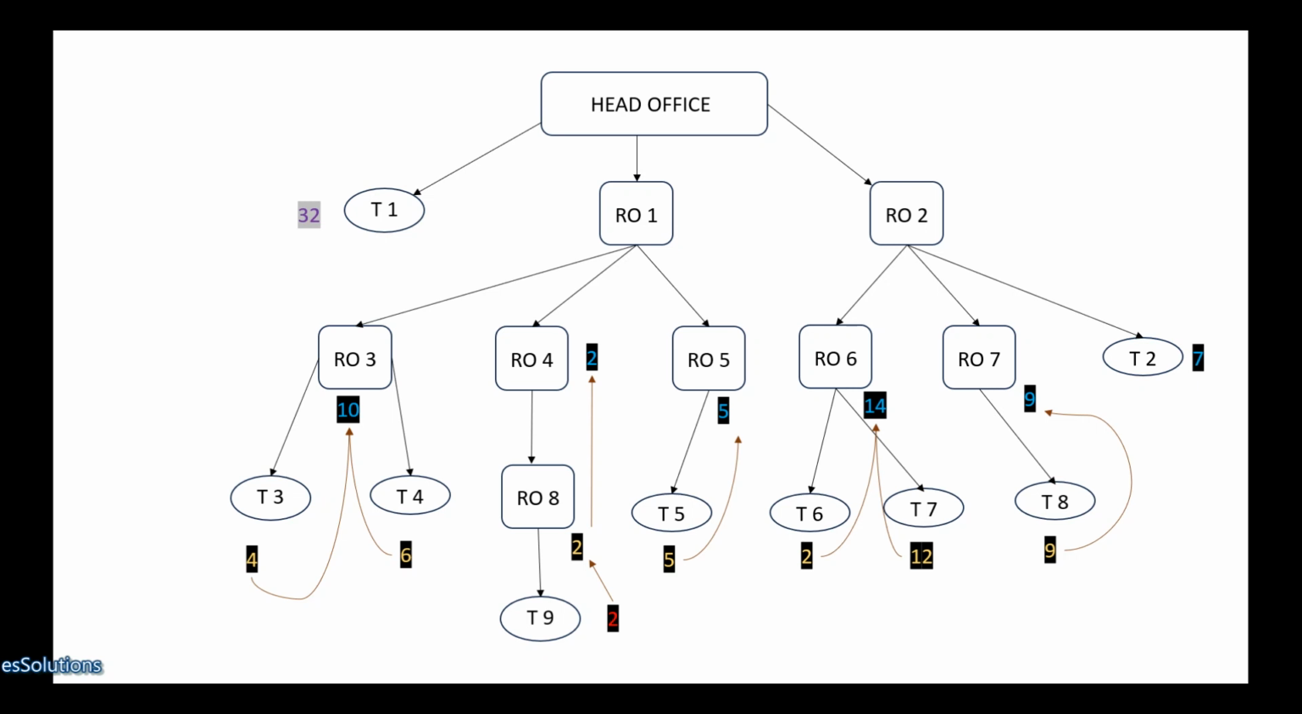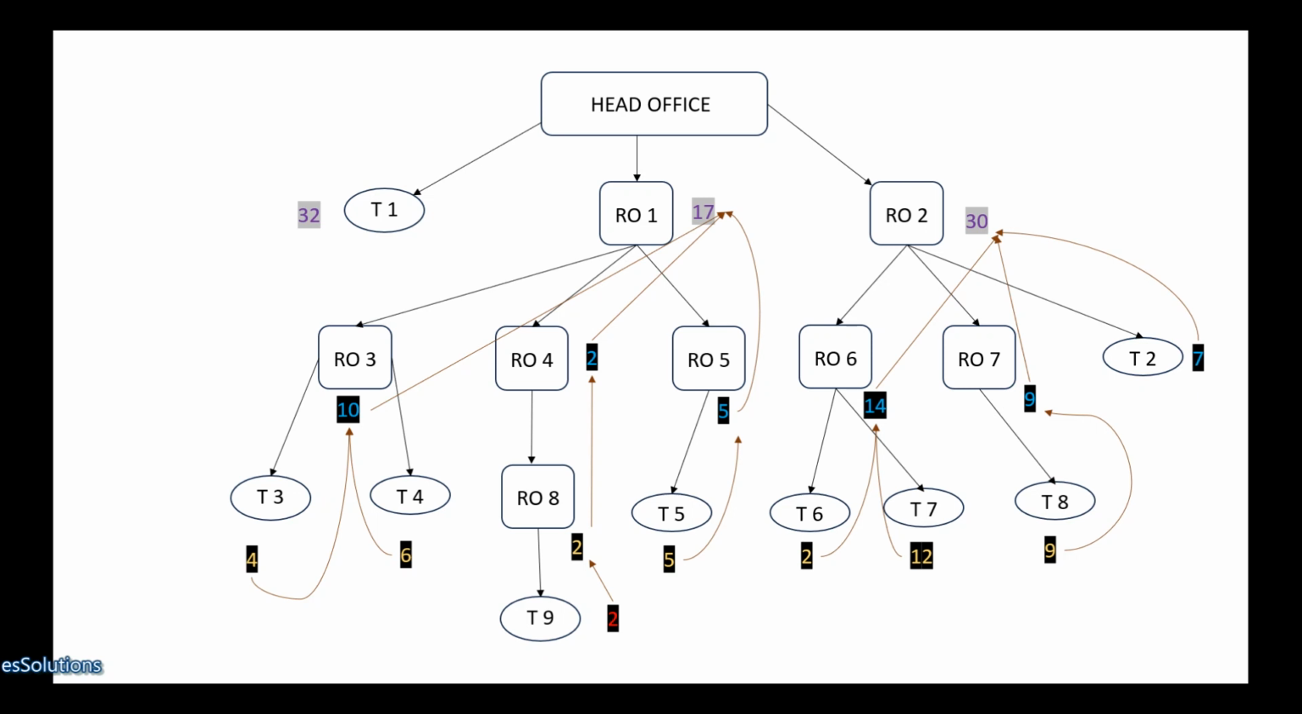Now, all of these regional offices and teams will report also upward, cascading it upward. So for example, the regional office 1, we have 17 because we have regional office 3, 4, and 5 reporting. While we combine them, 10 plus 2 plus 5, we have a total of 17. When we look at regional office 2 also, it is a combination of regional office 6, regional office 7, and team 2. Together they form 14 plus 9, that's 23 plus 7. So we have a total of 30 in regional office 2.